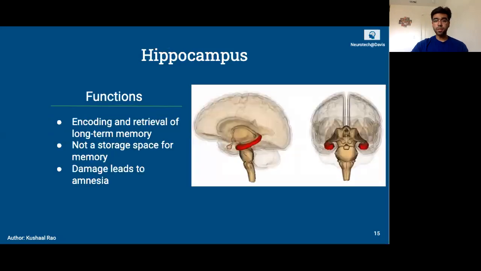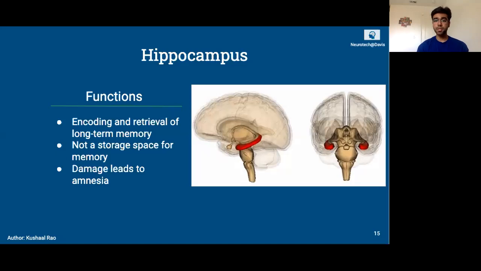Another key important structure in this part of the brain is called the hippocampus. The hippocampus is associated with memory, and more specifically, it's associated with the encoding and retrieval of long-term memory. So it's not exactly a storage space per se, like memories aren't stored there, but when you are experiencing something or learning something, the part of your brain that is storing all that information and making it accessible for you to remember later is called the hippocampus.